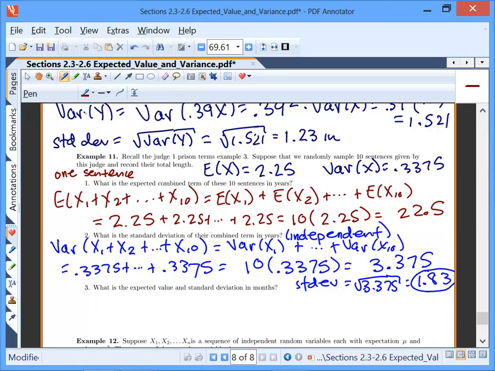Now for problem 3, what is the expected value and standard deviation in months? So we need to translate from years to months. How do you go from years to months? Let's see. I want to find months. So months equals what for years? How do I write my formula to actually get months? Or I guess you said it right the first time. So months equals 12 times years, right?